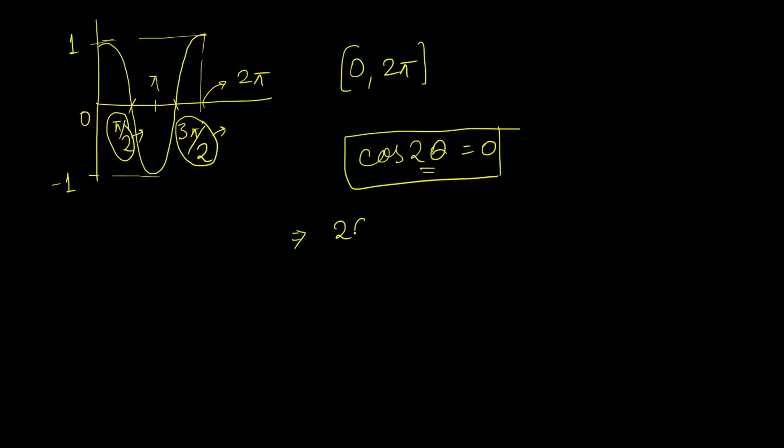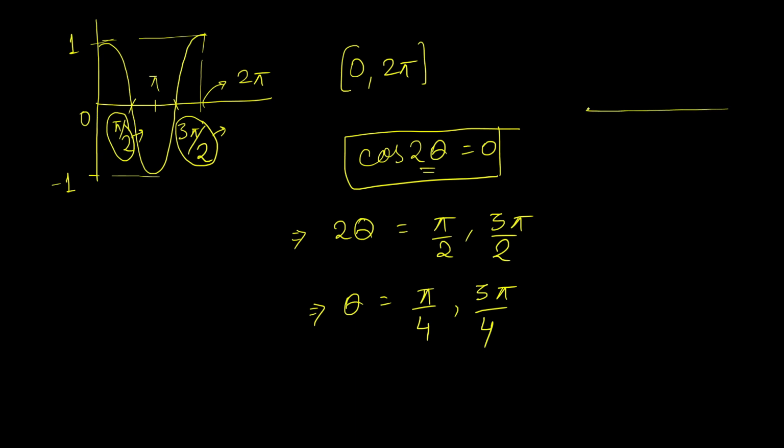So let us equate 2 theta to pi by 2 or 3 pi by 2 for 0 to 2 pi. Then theta will be equal to either pi by 4 or 3 pi upon 4. That will be the value of theta. And what is theta actually? Theta is actually the angle with which the projectile is thrown. So this theta can be either pi by 4 or 3 pi by 4.